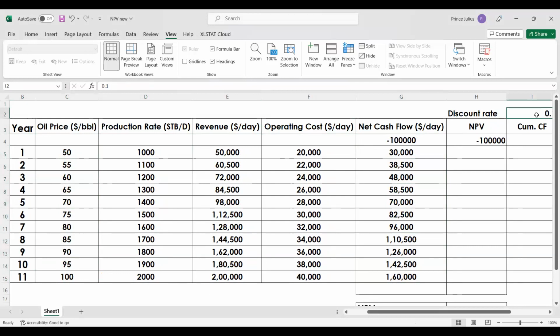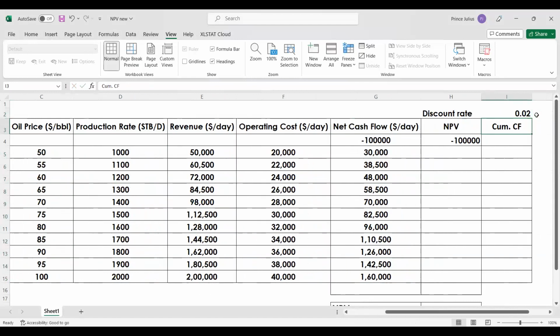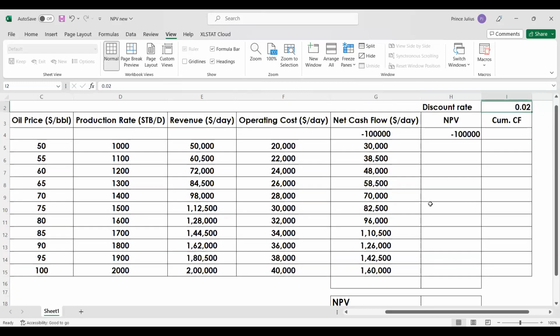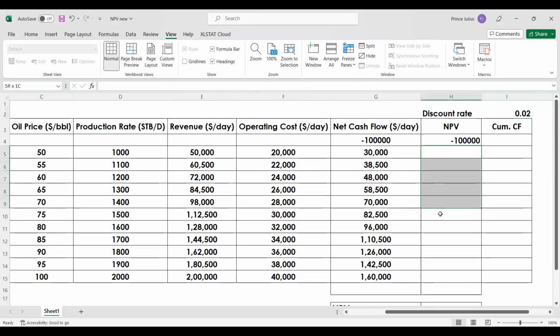The discount rate is 0.02, which is equivalent to 2%, so let us keep the discount rate as 0.02. We are going to estimate NPVs for every year in this column. And this other column I'm going to explain, because it has some significance.